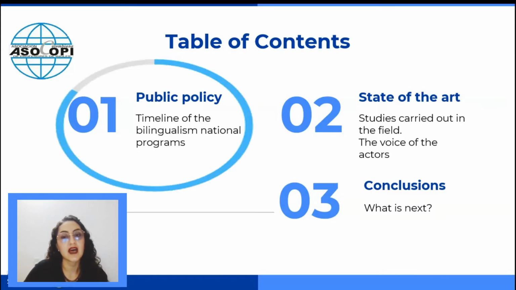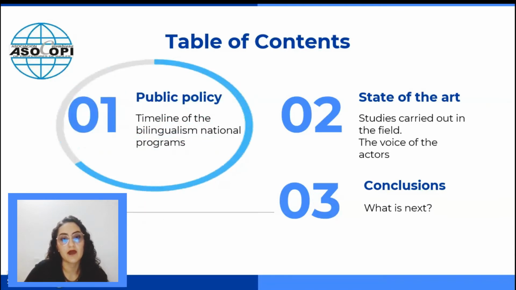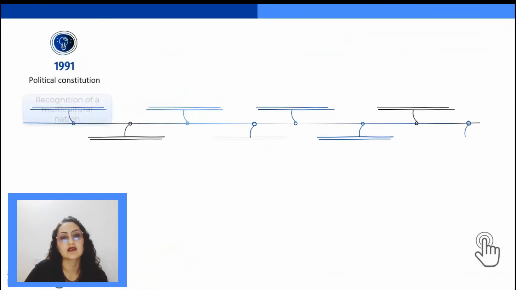Here I will present a timeline of the bilingual national programs and the remarkable points for preschool and primary. To start, in 1991, the political constitution of Colombia recognized the country as a multicultural nation. In Chapter 1, Article 7 and Article 10, their bilingual status is confirmed for the first time by recognizing those communities with their linguistic traditions.